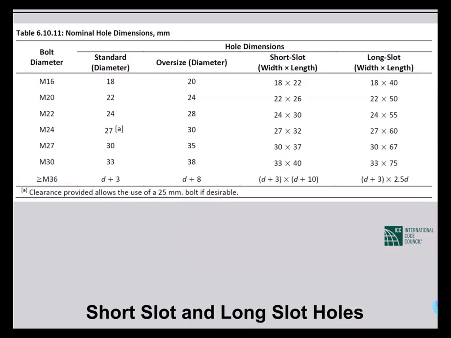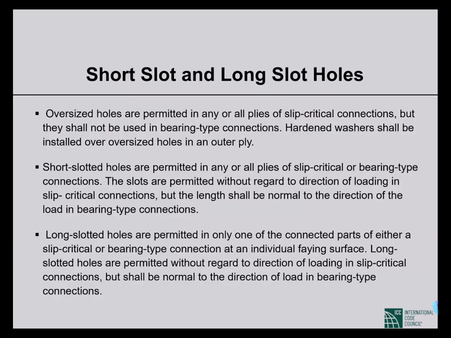Now, the code says oversized holes are permitted in any or all plies of slip critical connections, but they shall not be used in bearing type connections. So this is important. Usually in most cases we design bearing type connections, but for special moment frames, we cannot design for bearing type connections. We have to go for slip critical joints. But usually we design for bearing type connections. For bearing type connections, we cannot have oversized holes. That's restricted.